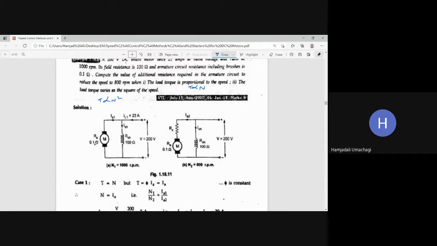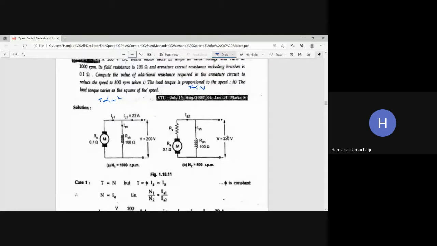Ra is equal to 0.1 ohm, including brush resistance. IA1, IL1, the motor is drawing a current of 22 amps. RSH, the field winding resistance, is 100 ohms. This is the field current. And on adding the resistance Rx, this is the Ra value, RSH is the same, IA2, ISH, and V equal to 200 volts.